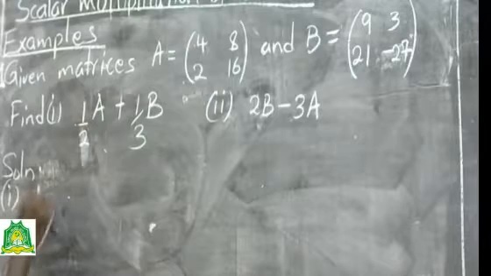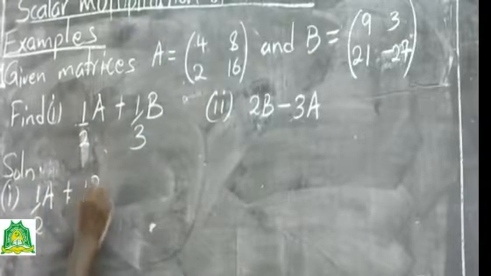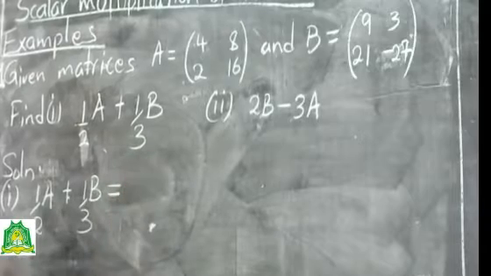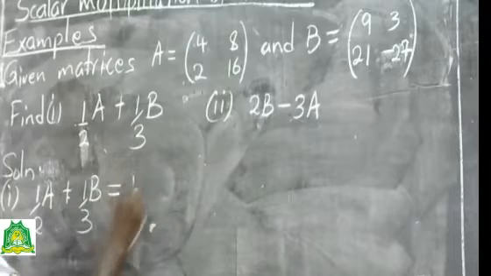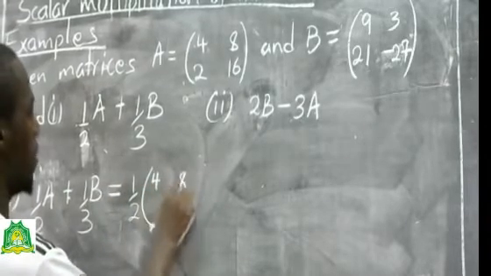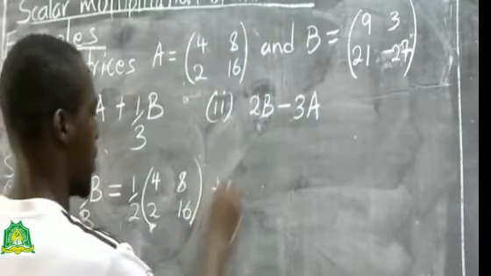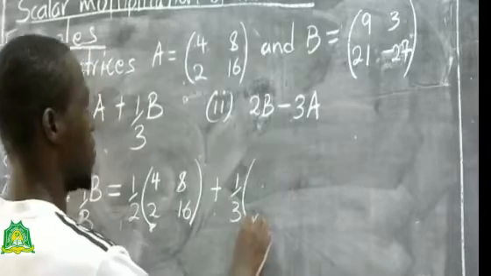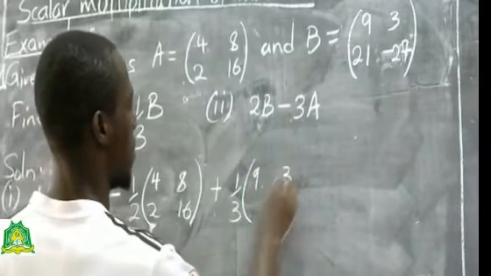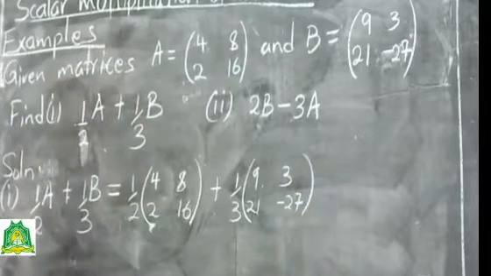So my row one, I'm having a half A plus a third B. So I need to first of all always first substitute. So this is a half into my matrix A, which is 4, 8, 2, 16, then plus a third matrix B, which is 9, 3, 21, negative 27.